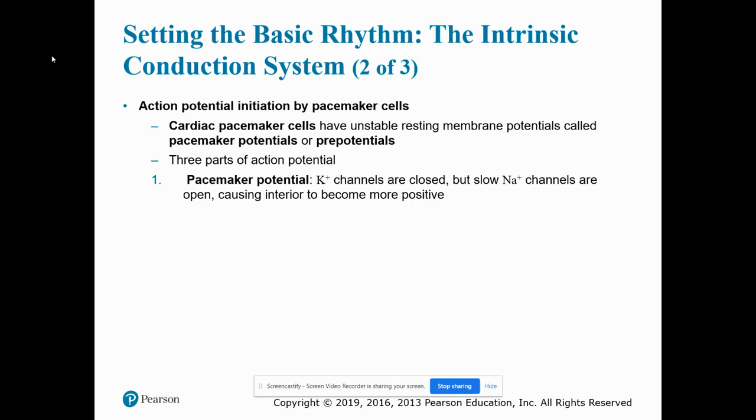Action potential initiation by pacemaker cells. Cardiac pacemaker cells have unstable resting membrane potentials called pacemaker potentials or prepotentials. And then we're going to talk about the action potential, and it's in three parts. The first part is pacemaker potential. Potassium channels are closed, but slow sodium channels are open, which allows the interior to become more positive.